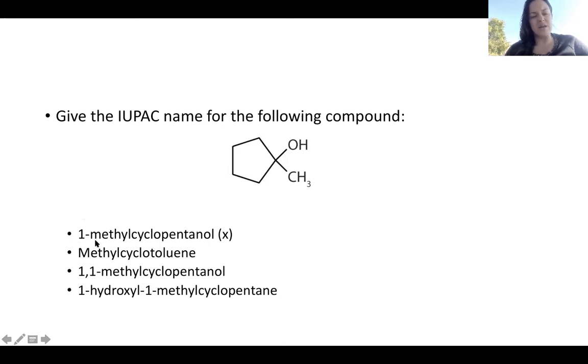This is a little tricky. I wouldn't do this to you on a test, but just to see if you're paying attention in the content about that. If this methyl group wasn't there, so let's say the CH3 group wasn't there, then we could call this cyclopentanol with the OL ending.